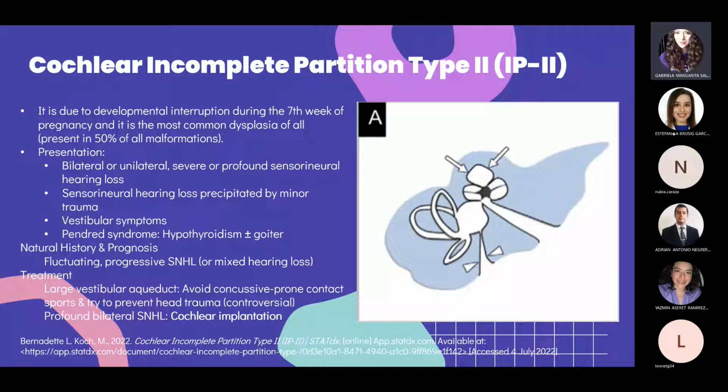Patients can also have vestibular symptoms, and it can be associated with a syndrome called Pendred syndrome, that includes hypothyroidism and goiter. It can be fluctuating. The sensorineural hearing loss can be progressive, or there may be no hearing loss. When the patients have a large vestibular aqueduct, they are usually recommended to avoid contact sports due to the trauma that precipitates the sensorineural hearing loss, and it can also be treated with cochlear implantation.